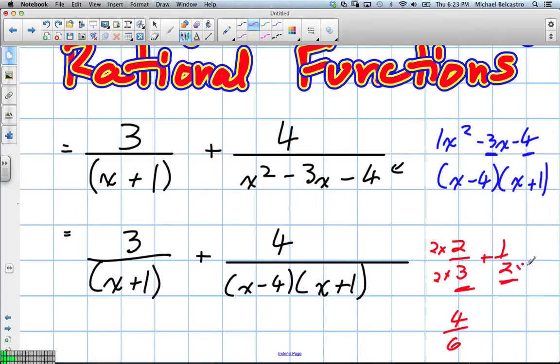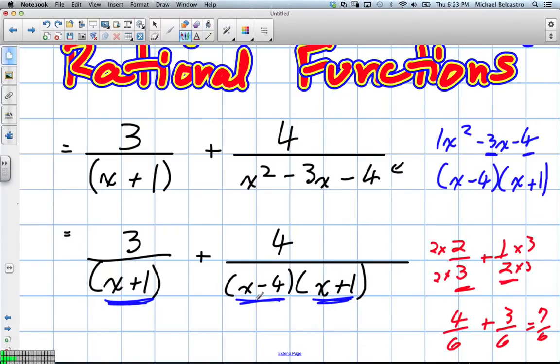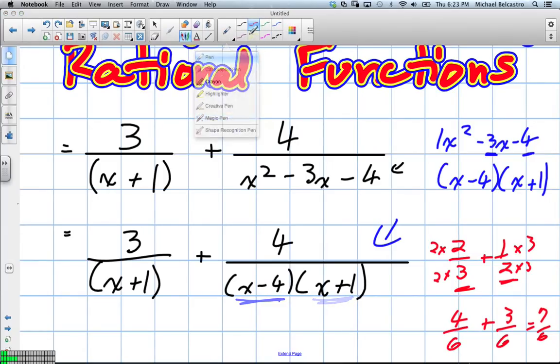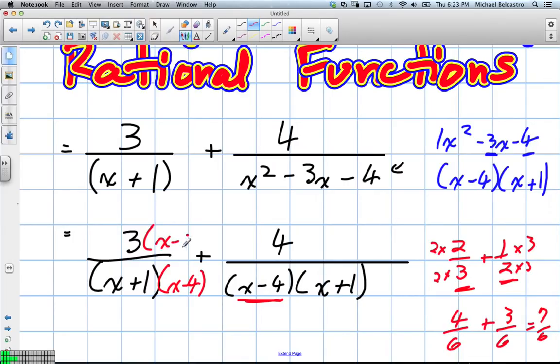And what about this one? Multiply by 3, so we get 3 over 6. So our final answer would be 7 over 6 for fractions. Well, because our denominator here, this one's pretty straightforward. This one's already x plus 1, and this one is x plus 1 times x minus 4. I actually don't have to multiply this one by anything because it already has an x plus 1 involved in it. So all I really have to do is this x minus 4: I have to multiply the bottom by x minus 4 and the top by x minus 4.